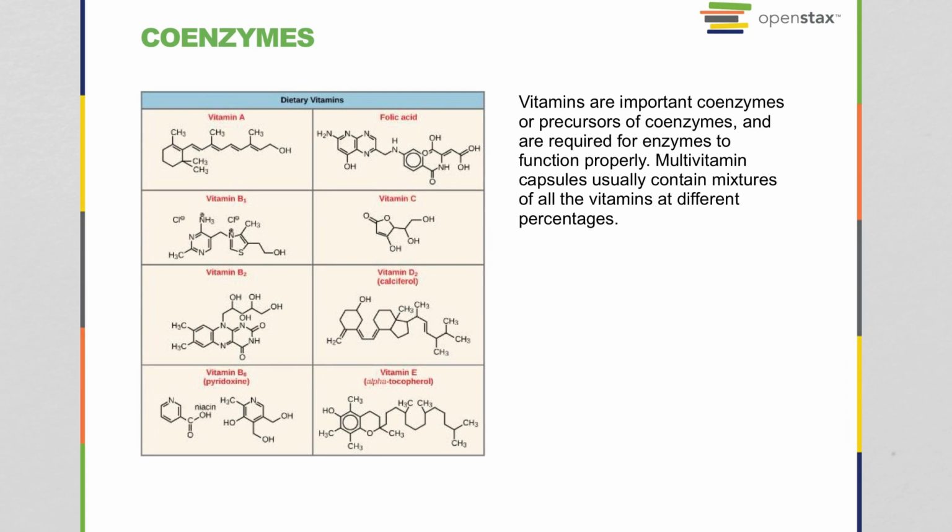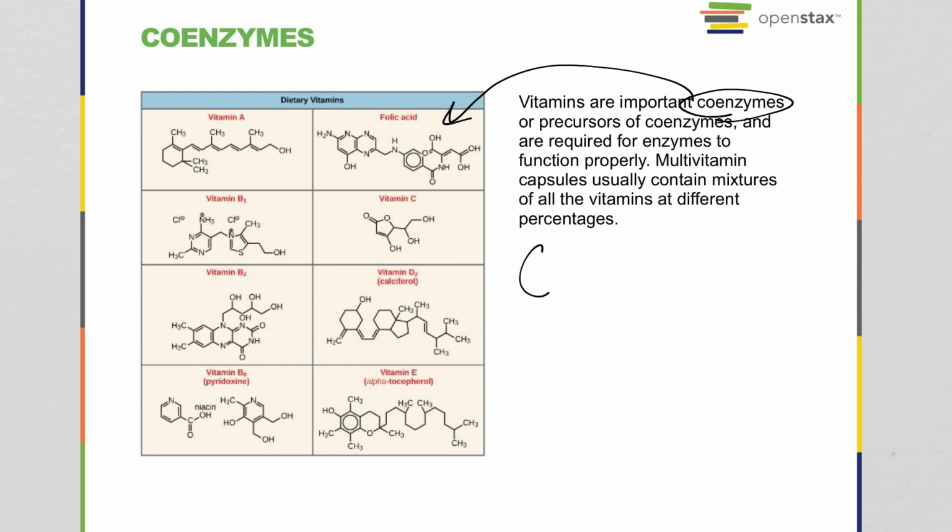Another important thing to add in: enzymes often require something called coenzymes, and coenzymes are really just organic molecules that bind to the enzyme and are required for its function. You'll notice vitamins are very, very common coenzymes. If you don't have the vitamin coenzyme to be part of the enzyme complex, it just won't function properly.